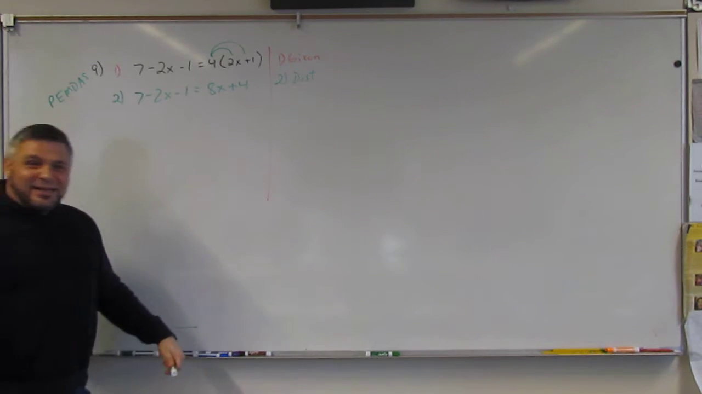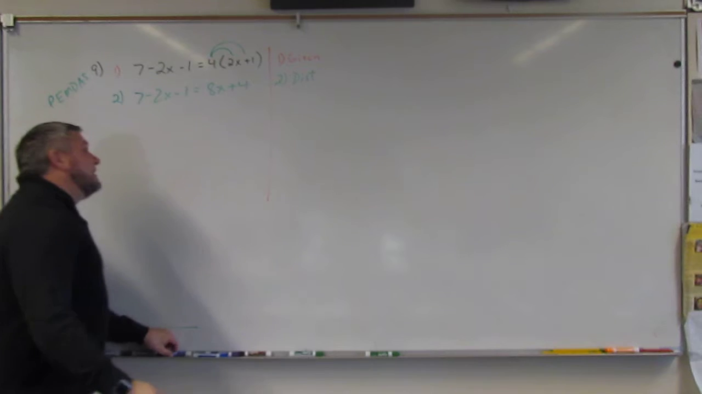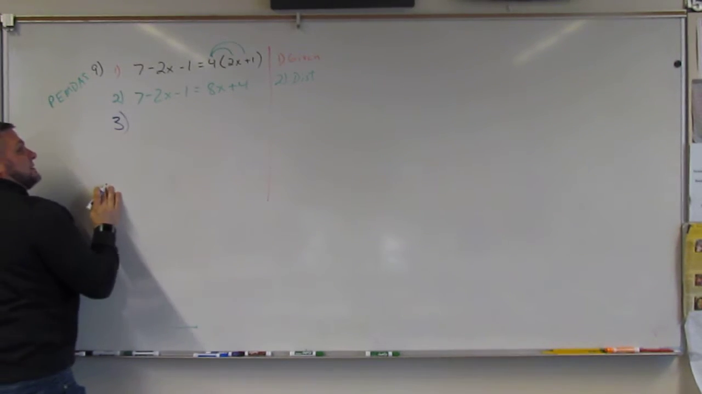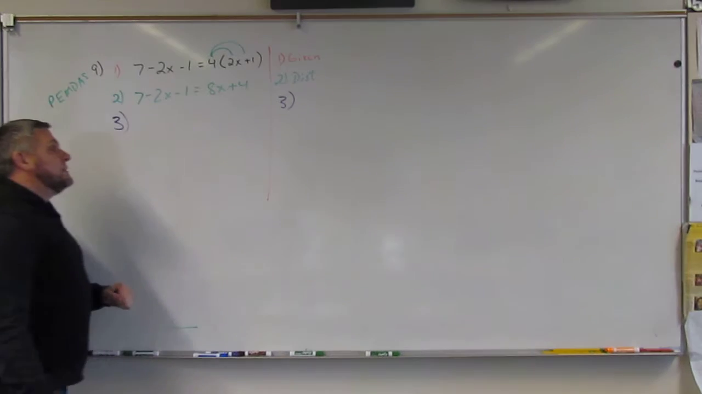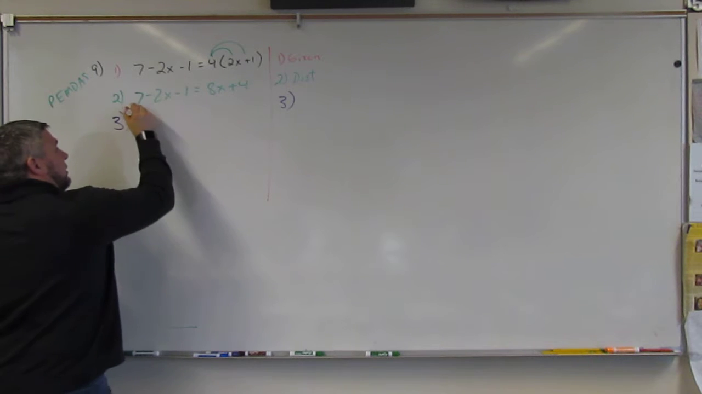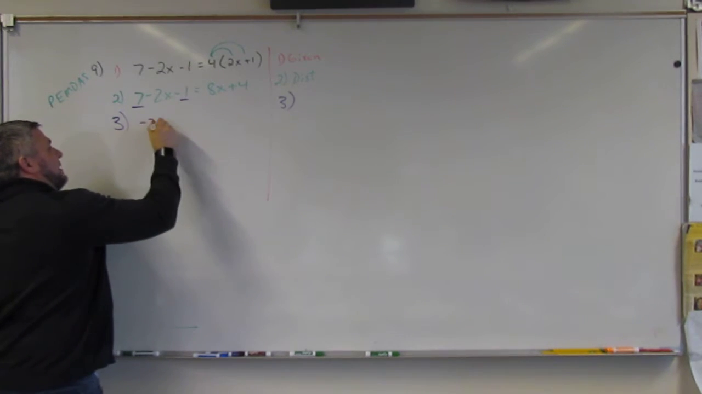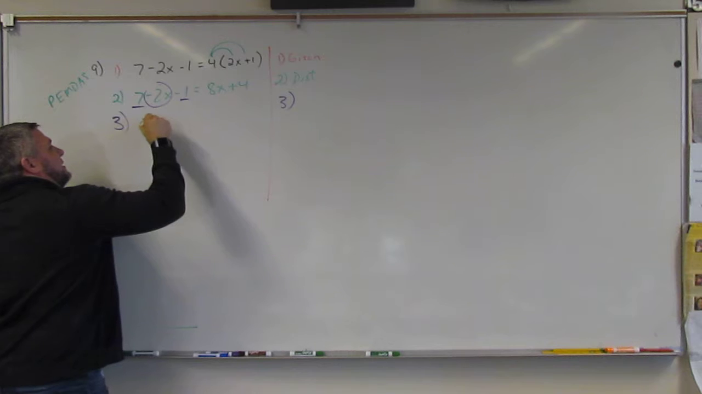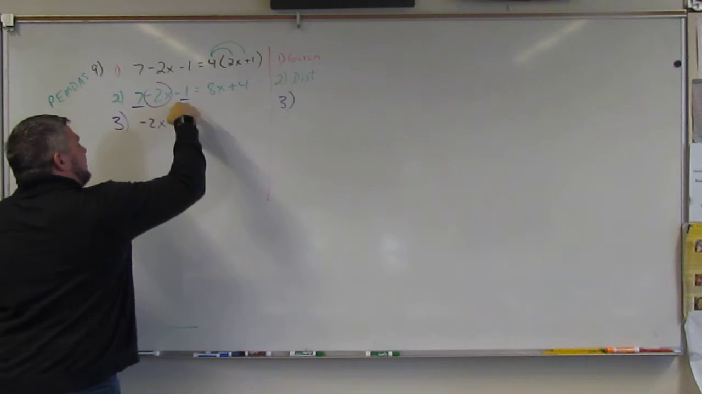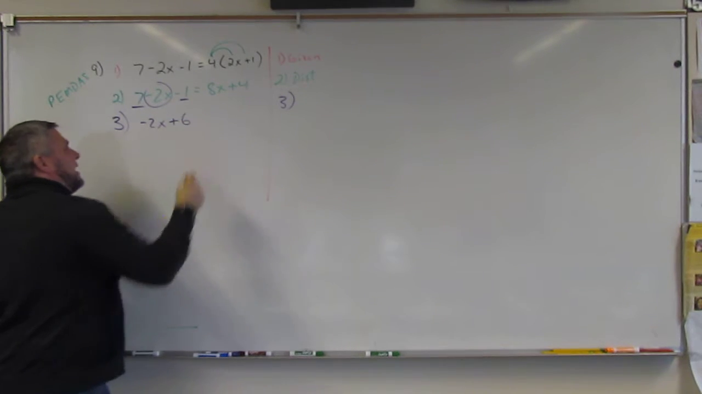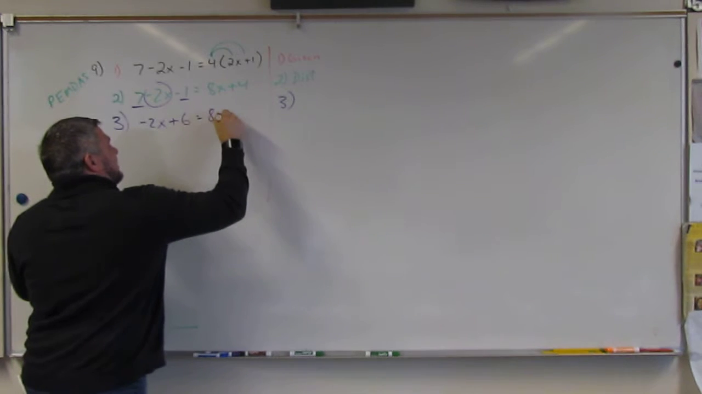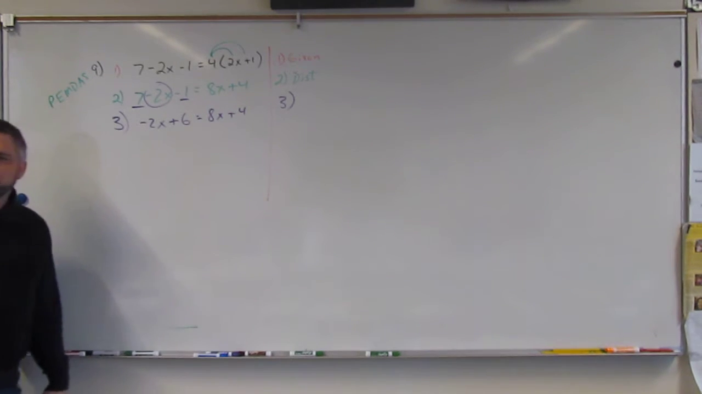Right? Alright. Then, step 3. We're going to add some terms. That means this whole thing comes down. The negative 2x comes down. But 7 minus 1 is 6. So it's plus 6. Equals 8x plus 4. Right?